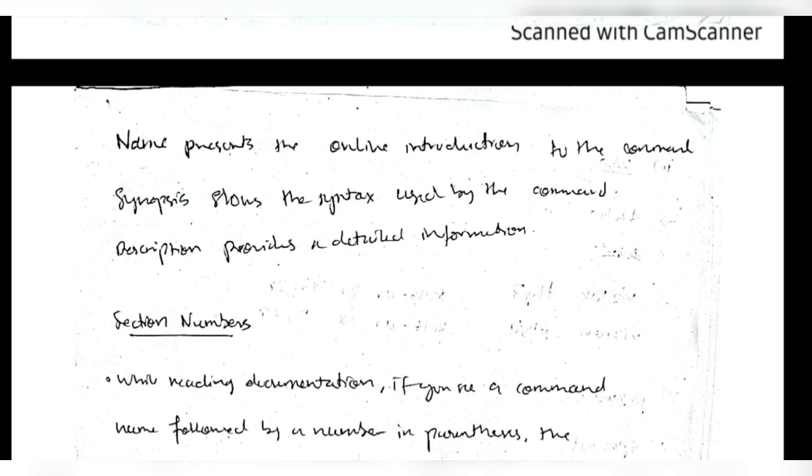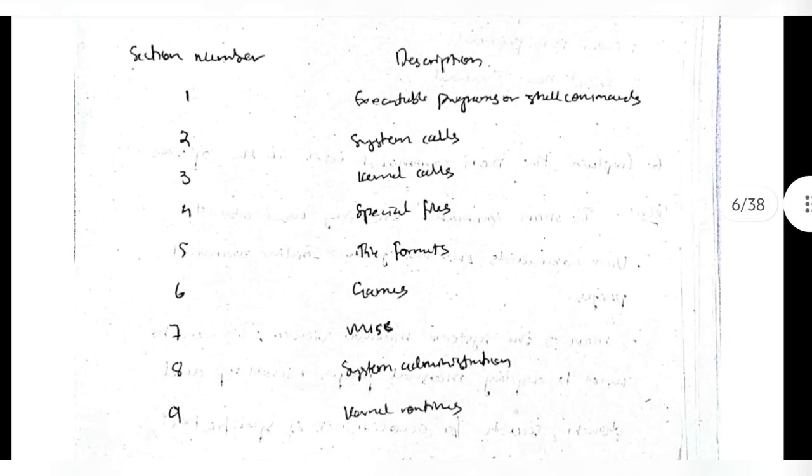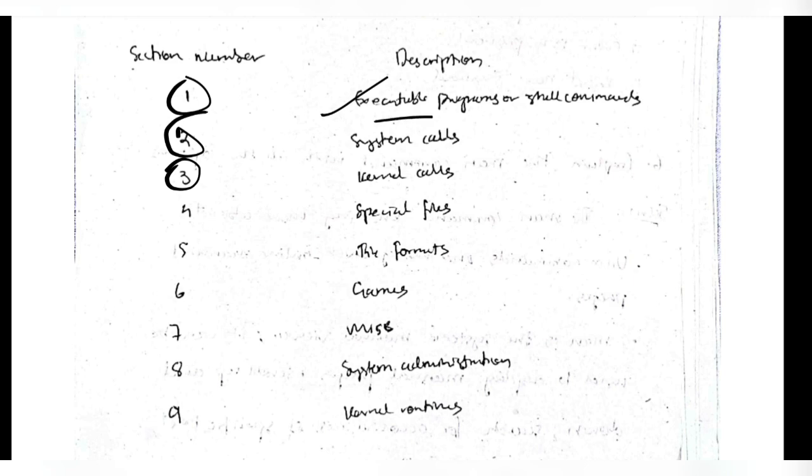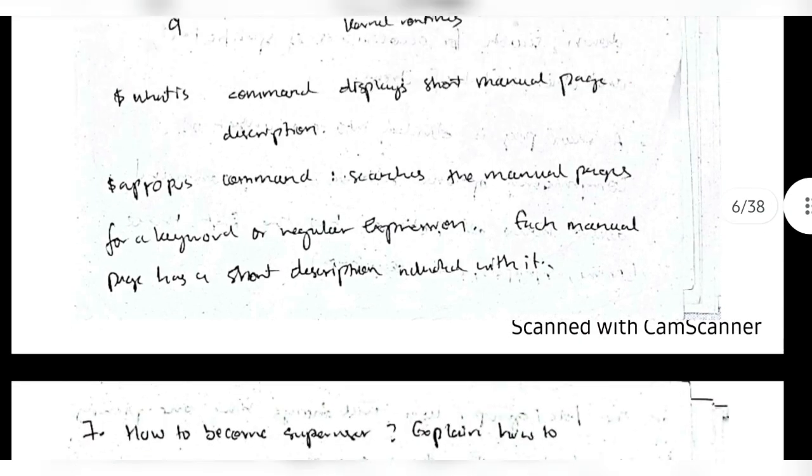After that we have the section numbers, meaning for different types of functions we'll have different sections, right? In the actual manual also, like the hard copy of the manual, there will be different pages and different sections for different domains. So these are the different domains: executable programs come in the first section, the second section has system calls, and so on. You have to write this table if you can.